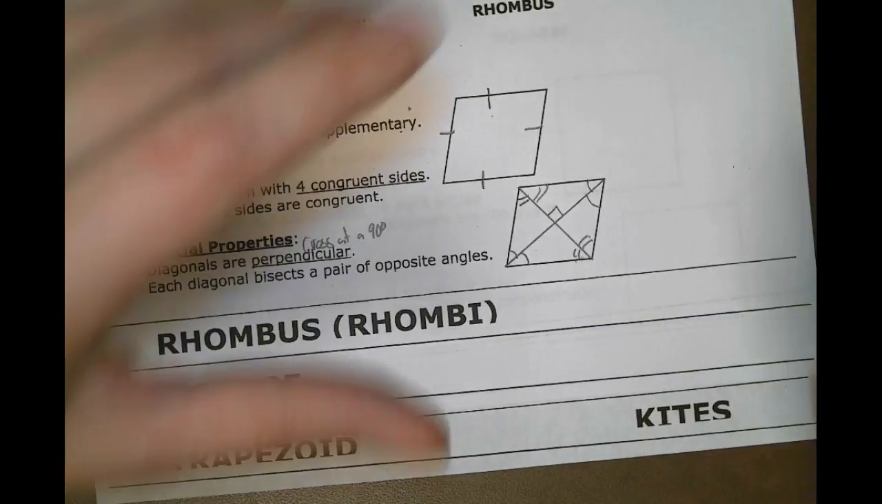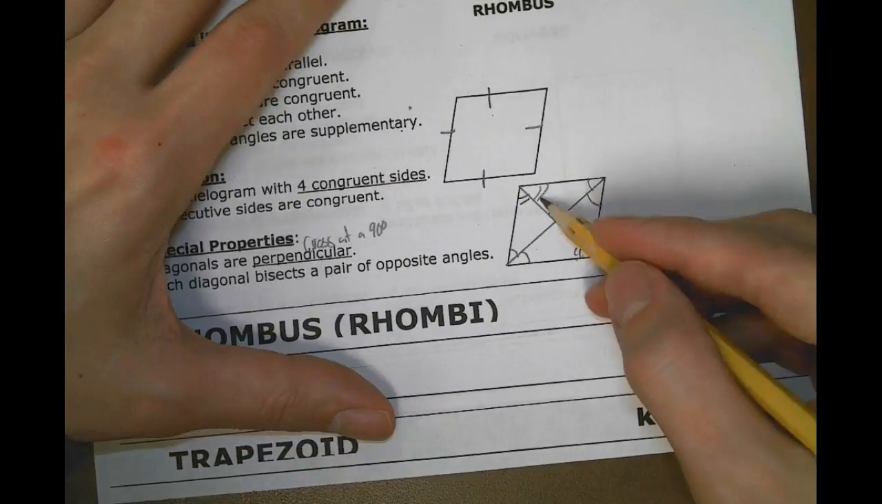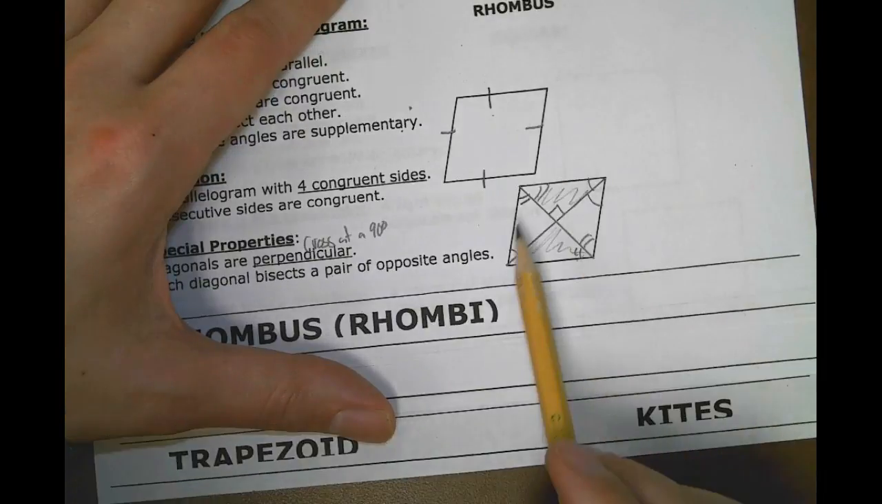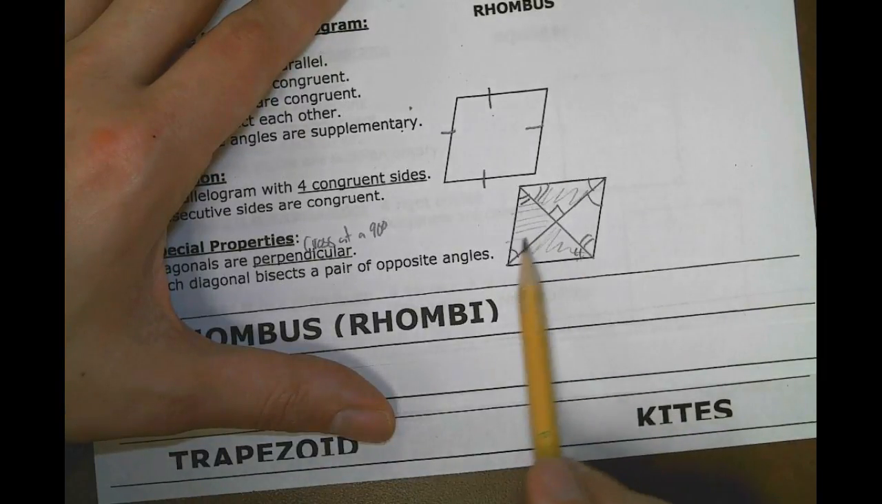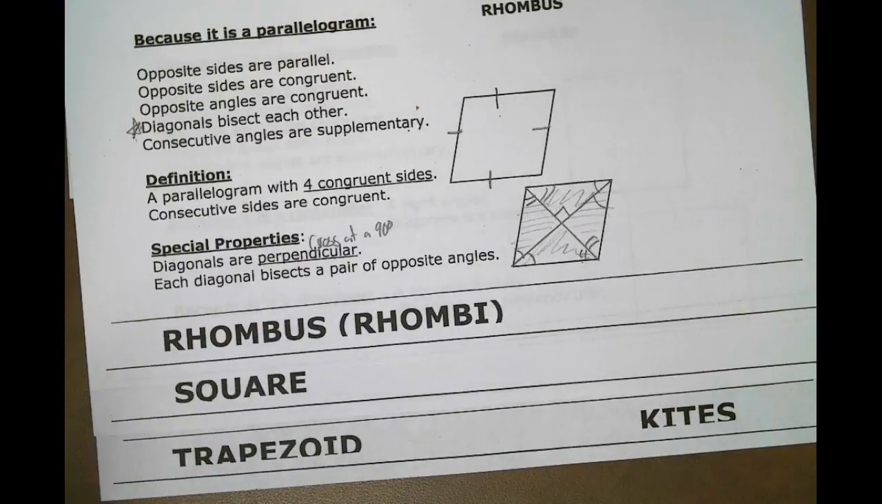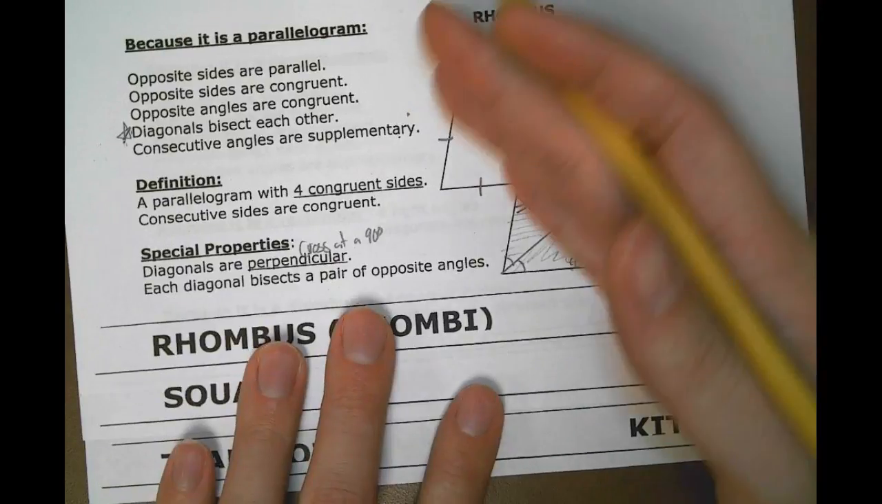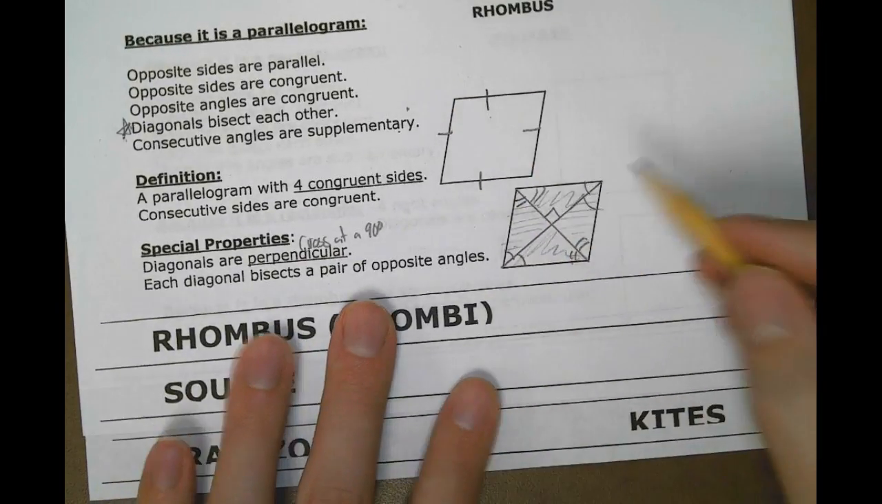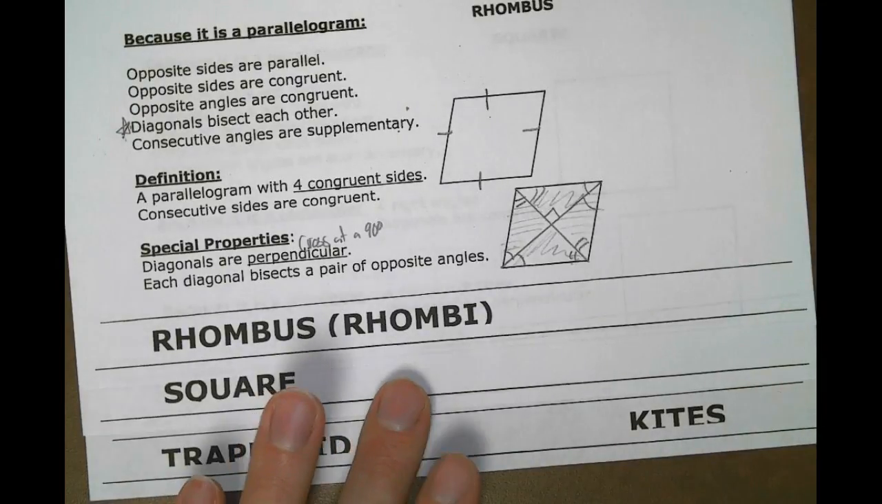What is neat, though, about a rhombus is this triangle here is the same as this triangle there. And then this triangle here is the same as this triangle here. So it's mirrored. And if you actually look here, this triangle is the same as this triangle. It's a bunch of cool little triangles that go on in rhombuses.